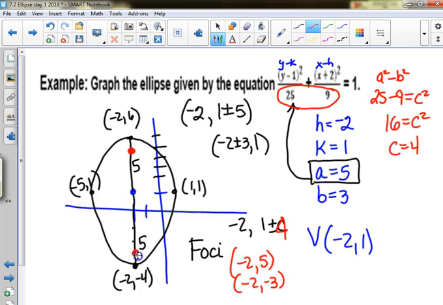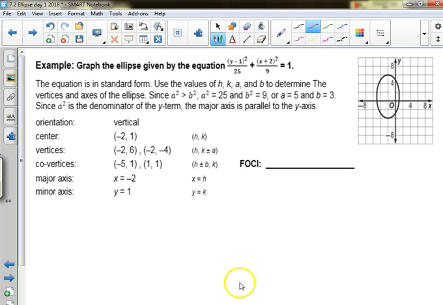Okay. Sometimes the foci are really close to the edges. Sometimes they're further in. Usually they're not too far in. Ready to try this? Okay. That was the only thing I didn't have here.